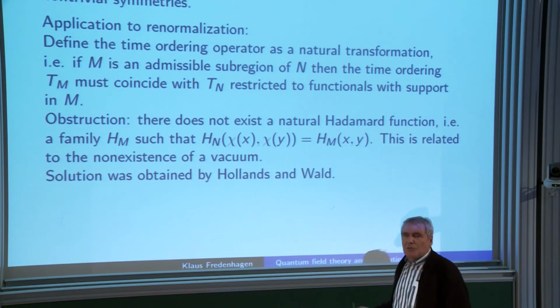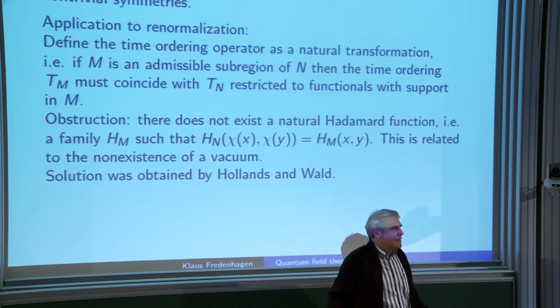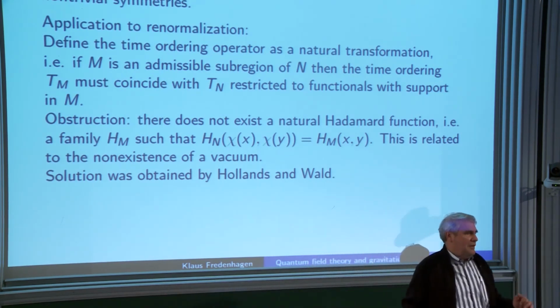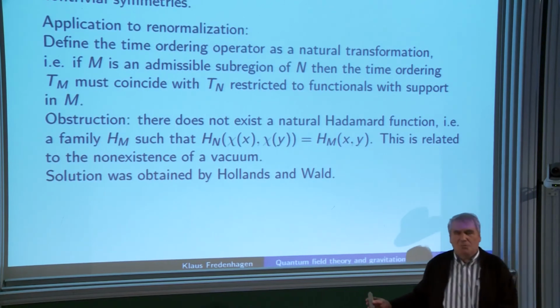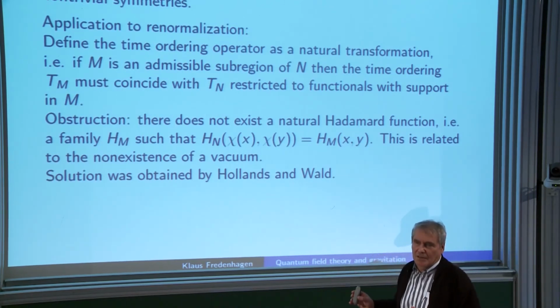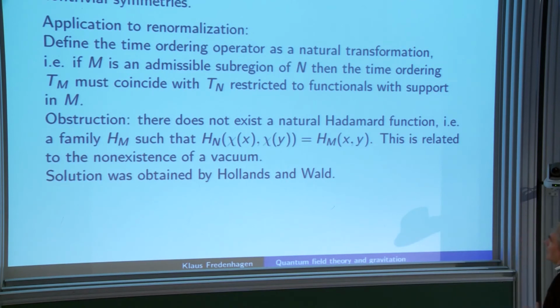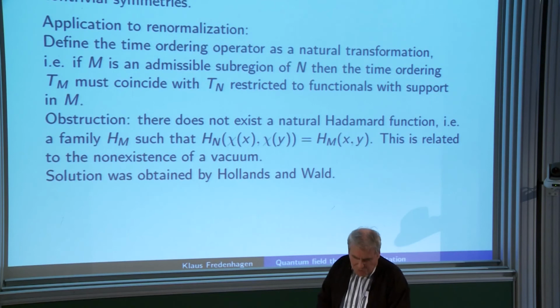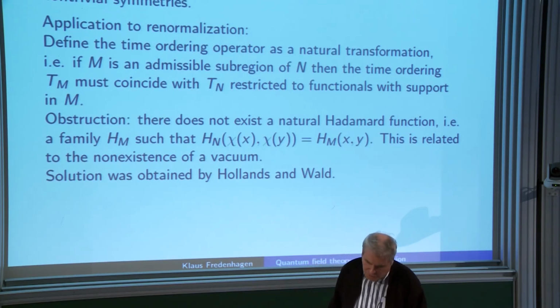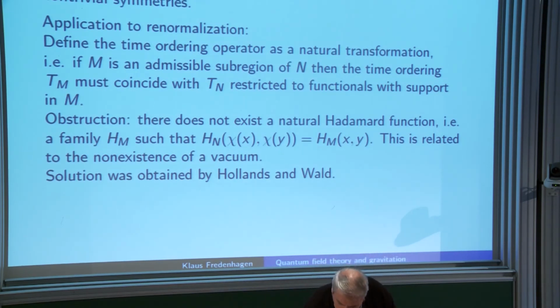There's a practical obstruction to do this. There's the fact that there is no natural Hadamard function. This is related to the problem that there is no vacuum state. But this problem can be solved, and the solution was in a series of papers by Hollands and Wald. How do you mean it's solved?